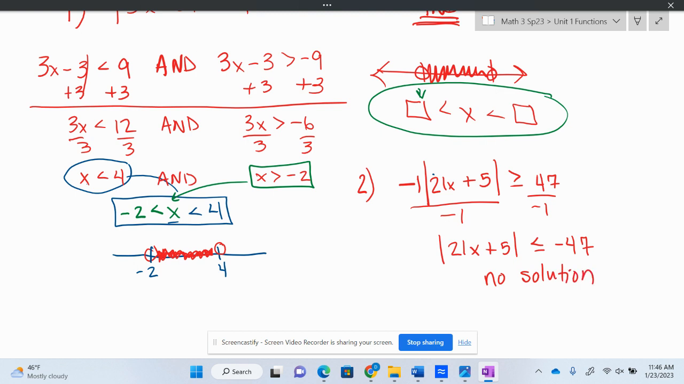Now, if it had started off as a negative and then when we divided both sides by a negative 1, it became like a greater than symbol. If it said it was greater than negative 47, is it possible to have an inequality greater than a negative number? Yes, because eventually it'll hit a positive. Does that make sense? Okay, let's go to number 3. So does everyone see why this is no solution?